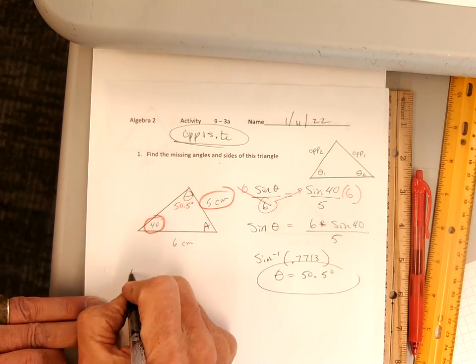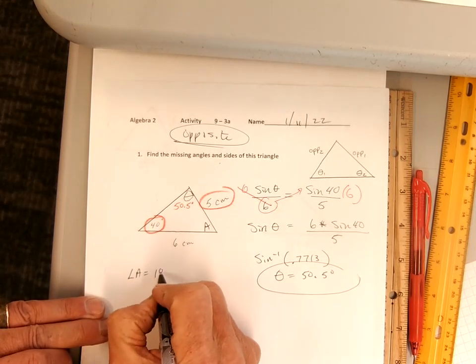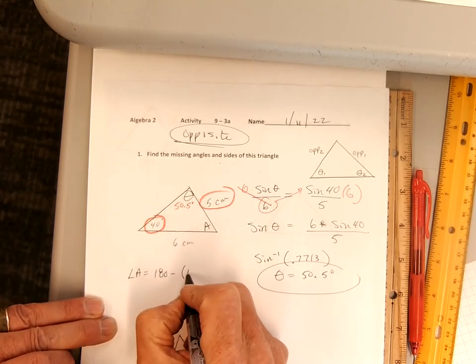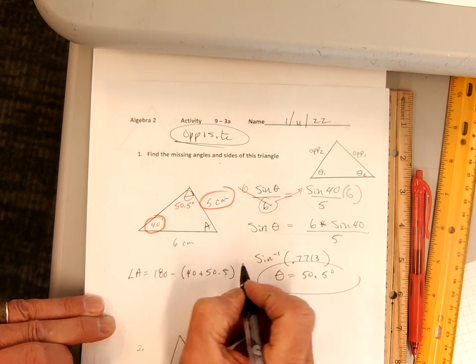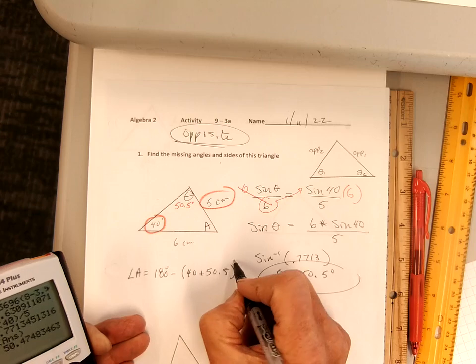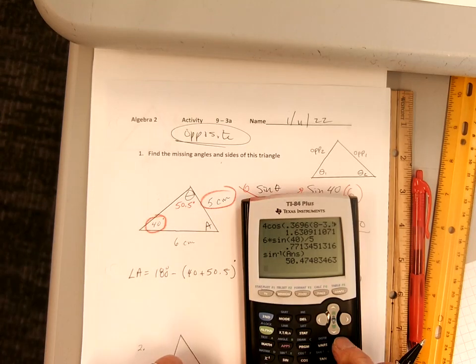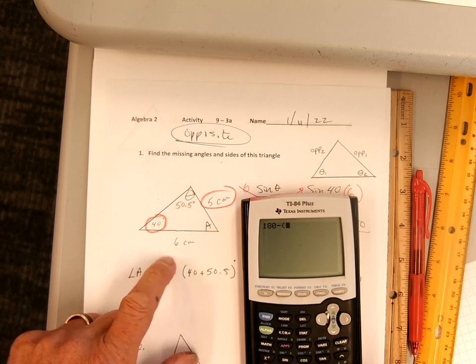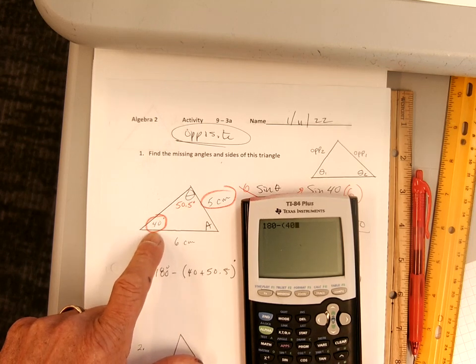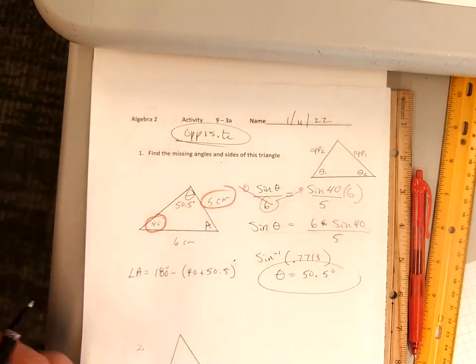So angle A is equal to 180 degrees minus 40 plus 50.5, and I'm just going to use my calculator to do that work. 40 plus 50.5, and I get an answer of about 89.5.